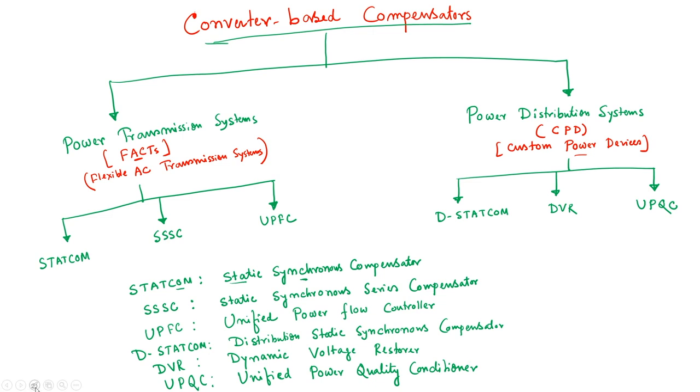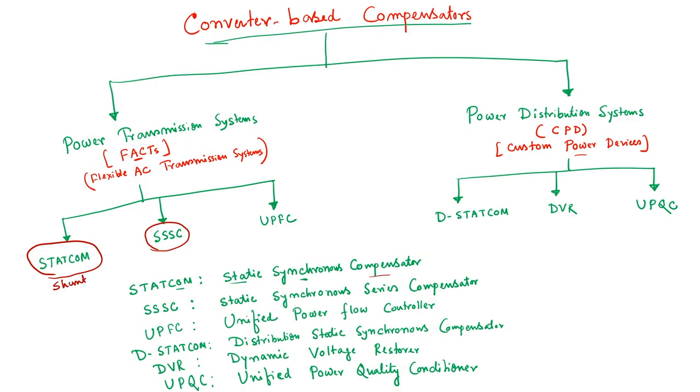So, in this particular course, I will basically discuss two different types of converter based compensator. One is STATCOM, another is SSSC. Now, what is STATCOM? STATCOM is static synchronous compensator. In this module, I will discuss the basic operating principle of STATCOM and its control characteristics and its application in power system. And also, I will discuss what is the basic difference between the STATCOM and SVC, because both are effectively shunt compensators. So, STATCOM is a type of shunt compensator. Similarly, SSSC is a kind of series compensator.